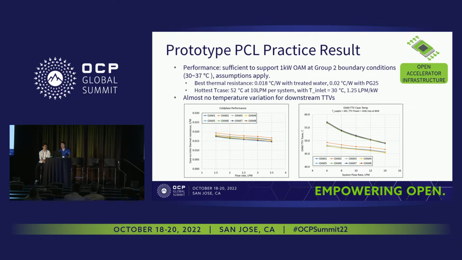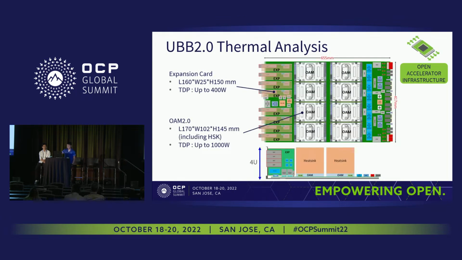And this is our practice result, and based on this result, this gives us a very good confidence that the liquid cooling solution could support the future high power cooling demand based on some given conditions. And we could see almost no temperature variation of downstream TDVs. It shows a good cooling distribution of the PCL design.